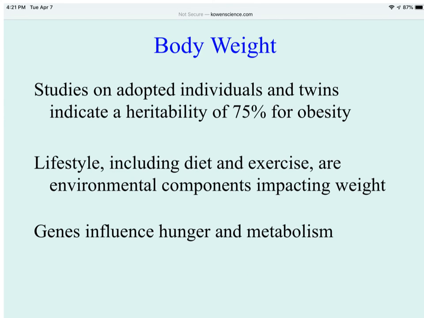So with the adopted individuals and twin studies, they've shown heritability of 75% for obesity. There's definitely an obese gene. But again, lifestyles, including diet and exercise, impact weight. But they're looking at also, are there certain genes that cause a higher or lower metabolism? Are there certain genes that influence hunger more than others?